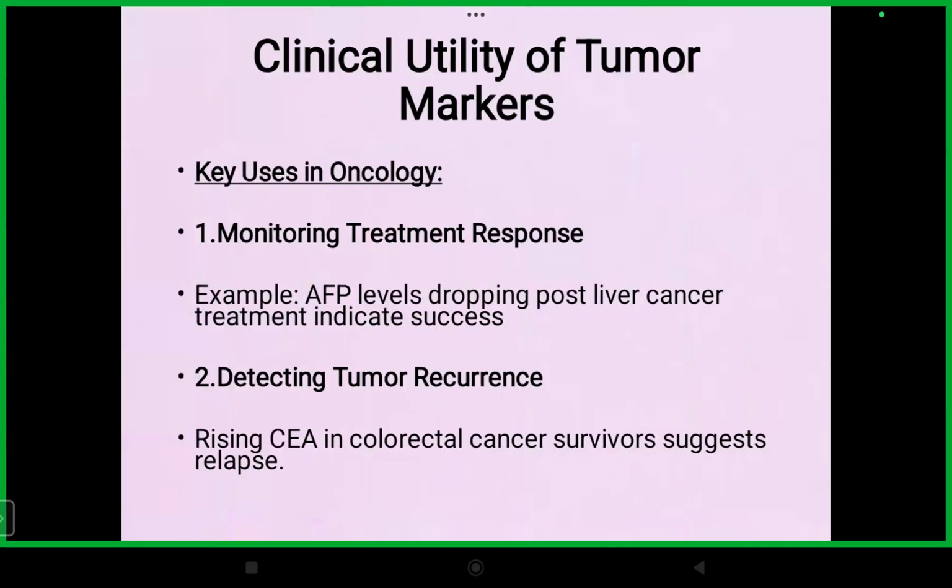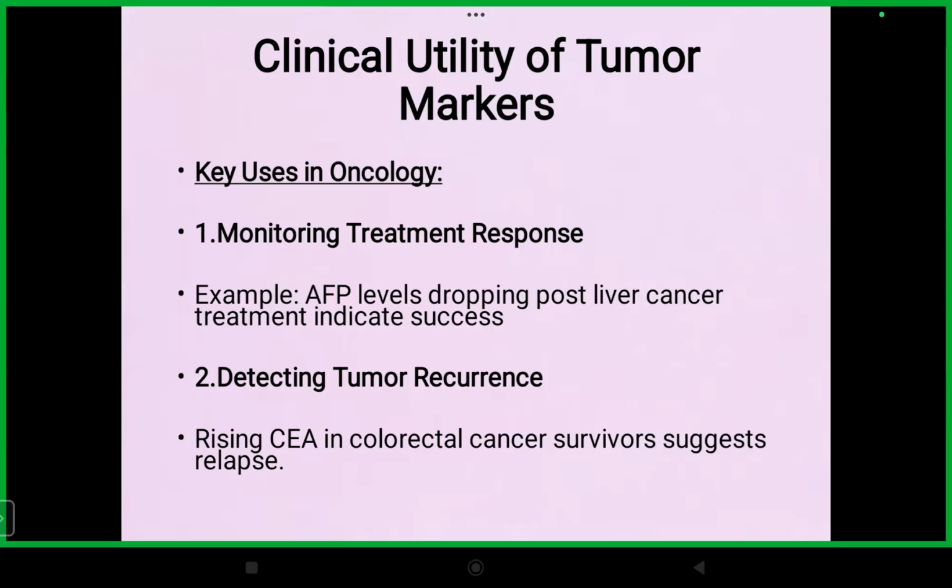Now we'll see what is the utility or the need of these tumor markers. Mainly in case of oncology, we can use tumor markers in monitoring a particular treatment response. So for example, alpha fetoprotein levels. Alpha fetoprotein is an oncofetal protein, right? If you monitor the level of AFP, that will help in monitoring the response to a particular treatment. If AFP levels are dropping post a treatment, then it indicates that the treatment is successful.